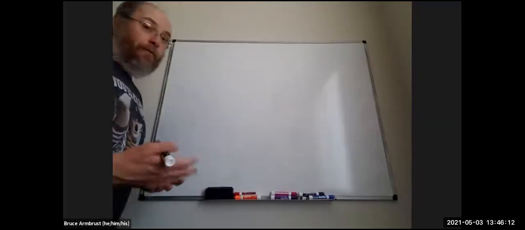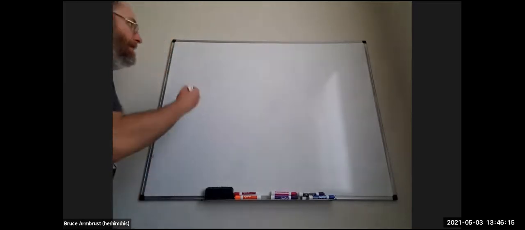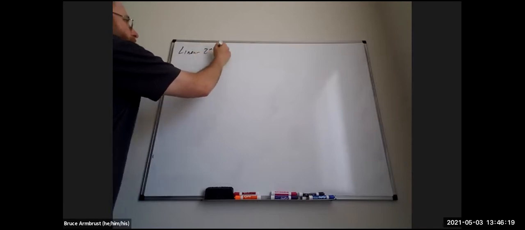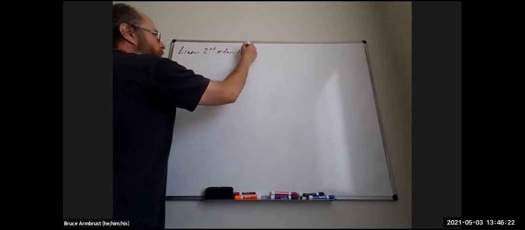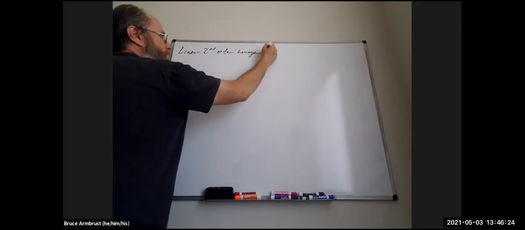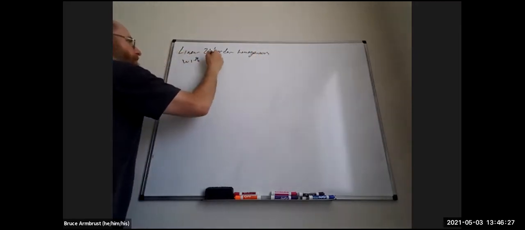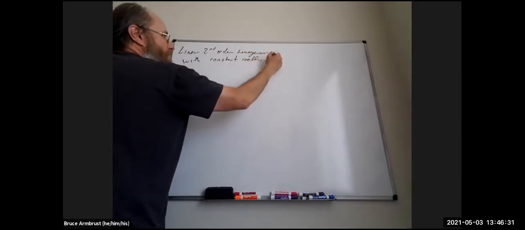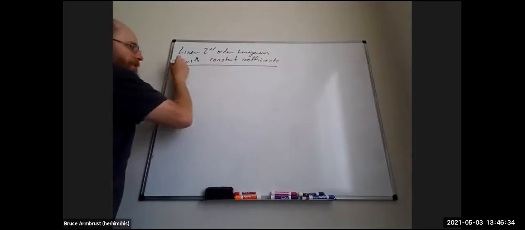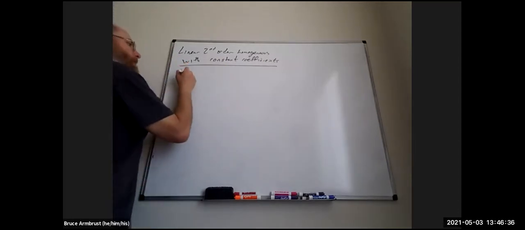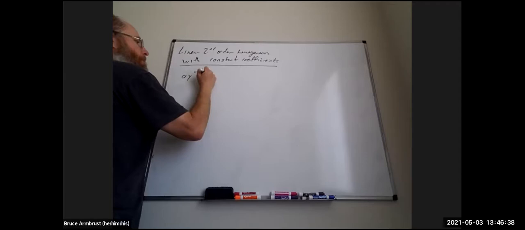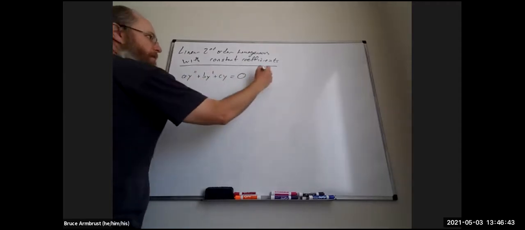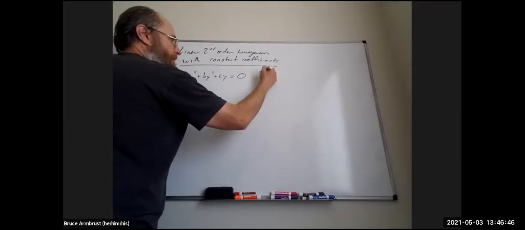All right, so I just want to remind you real quick where we got last time. So we're looking at linear, second order, homogeneous with constant coefficients. So a lot of qualifiers, right? But they were the ones that can be written like this, where A, B, and C are all constants.